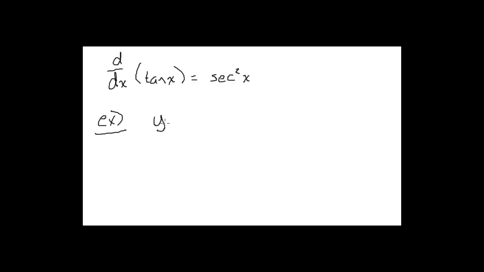So let's say y equals, I don't know, let's go with e to the x times tan x. Weird function, no idea what it looks like. So what rule are we going to have to use here? Well, we've got e to the x times tan x, so that should tell us product rule. So product rule: derivative of the first, times leave the second, plus leave the first, times the derivative of the second. There you go, that's the derivative.